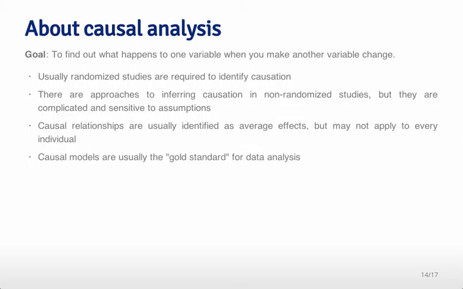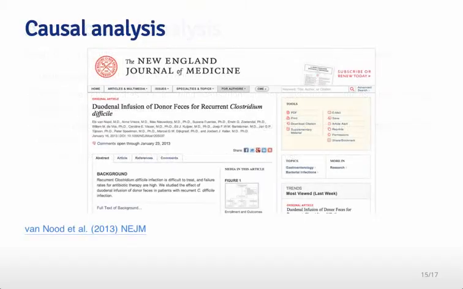Causal relationships are usually identified as average effects. So in other words, on average, if we give this population a particular drug, then on average, they will live a little bit longer than if you didn't give them that drug. So these are usually the gold standard for data analysis, and in particular for most scientific applications, the goal is to end up with the causal relationship between variables.